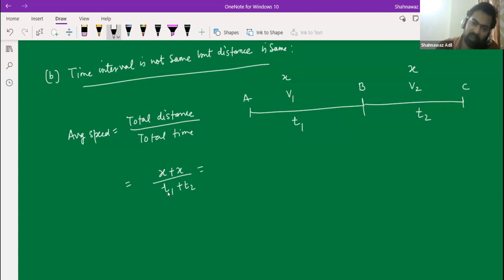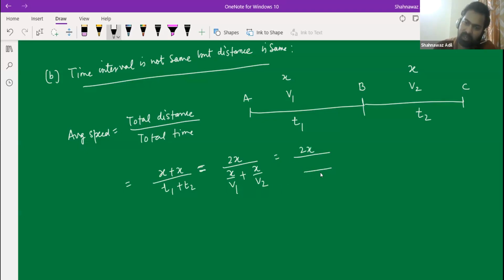If I write T1 in terms of distance, because the distances are the same, T1 would be X by V1, and T2 is X distance with V2 speed, so X by V2. Distance upon speed is time. Is it clear? Okay, so the numerator is 2x.